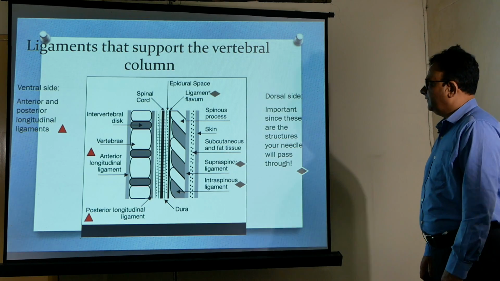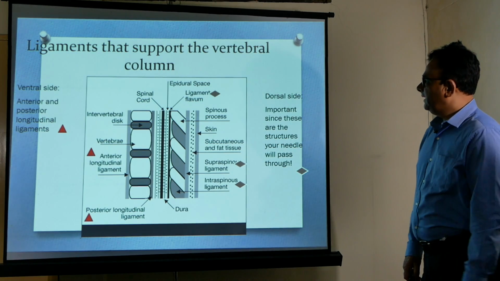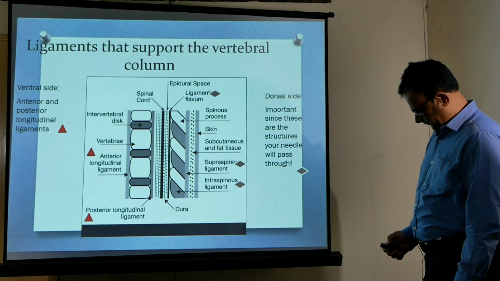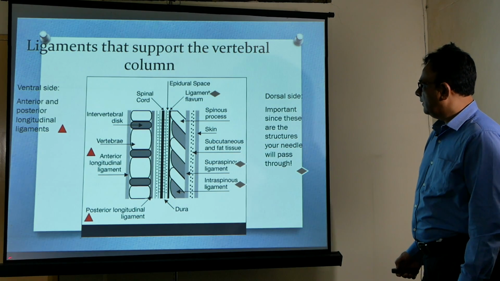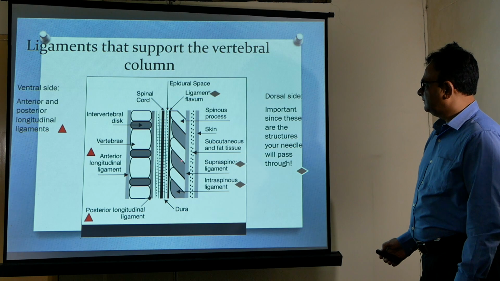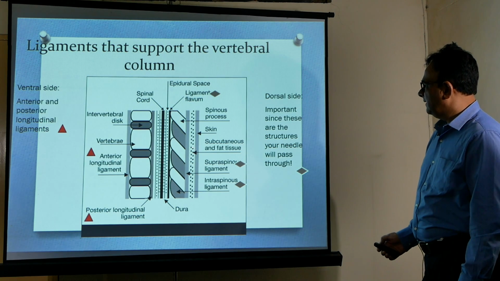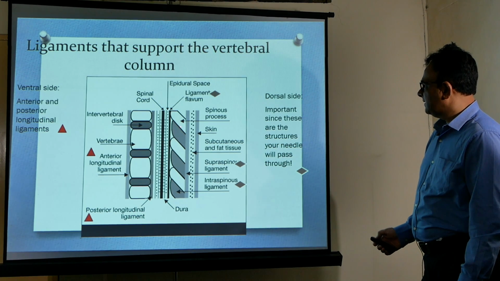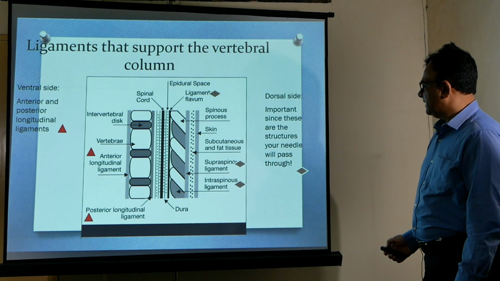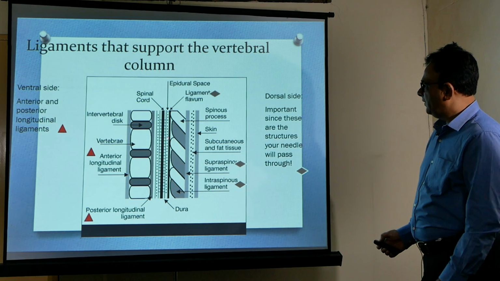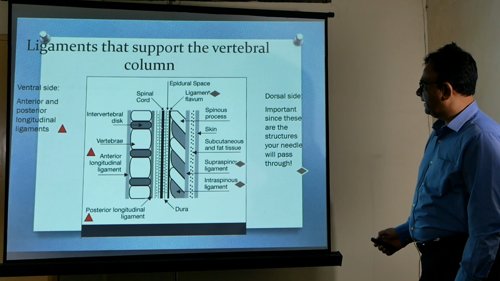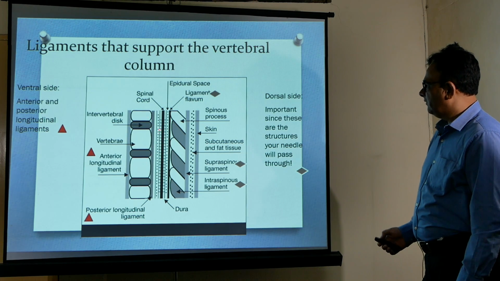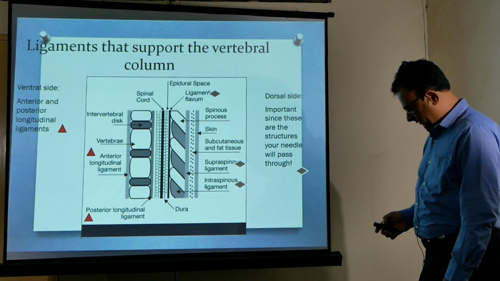Now, the structures that we come across when we do spinal anesthesia. This is the anterior part. This is the posterior part, this is skin, then comes subcutaneous and fat tissues, then spinous processes, then supraspinous ligament, then interspinous ligament, and this is the epidural space, this is the spinal cord, and this is the body of the vertebra, this is the intervertebral disc. So these structures come when we give spinal anesthesia.